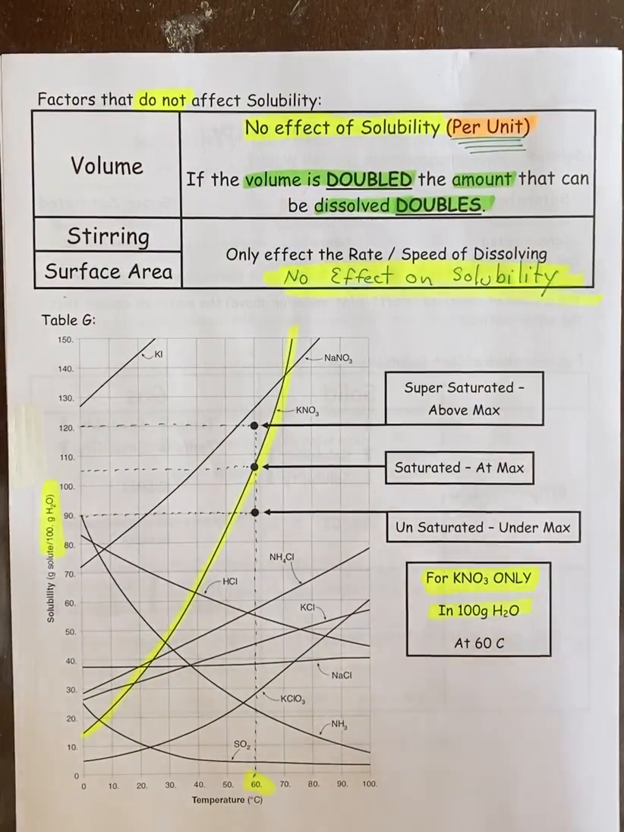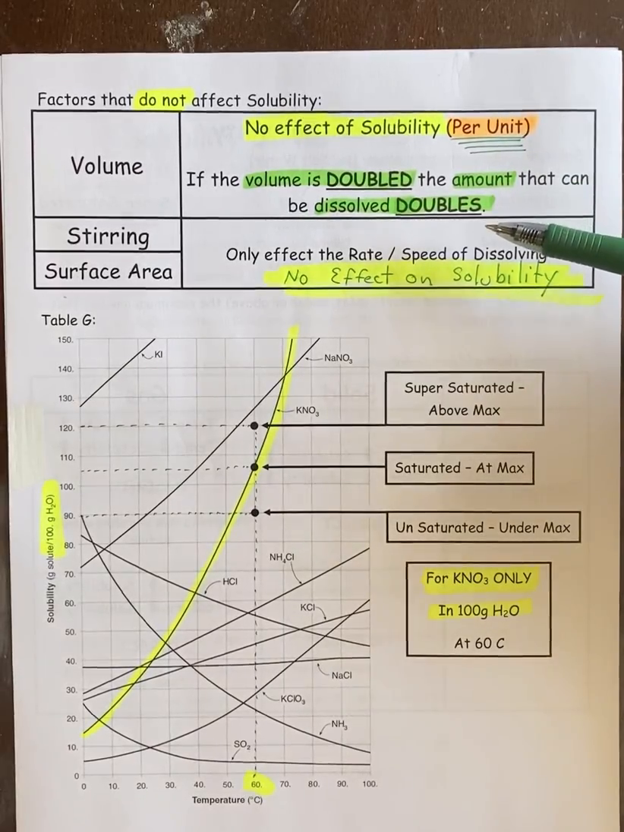Okay, factors that do not affect solubility. So, volume, stirring, and surface area. They're going to have no effect. They do have some effect, but not on solubility, not what you would think.